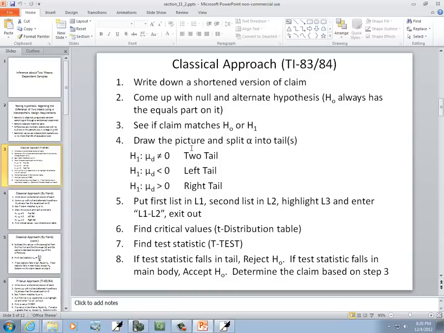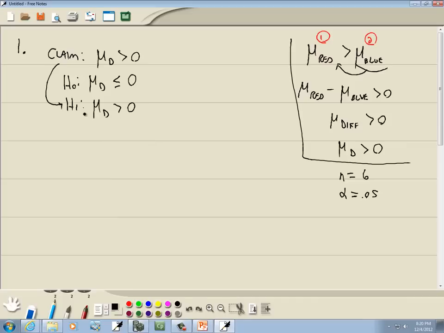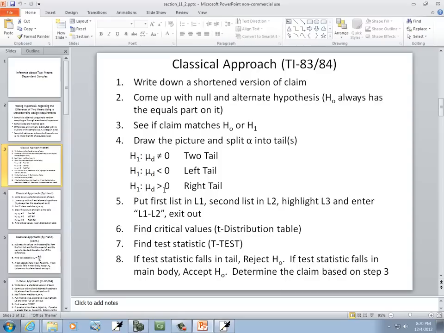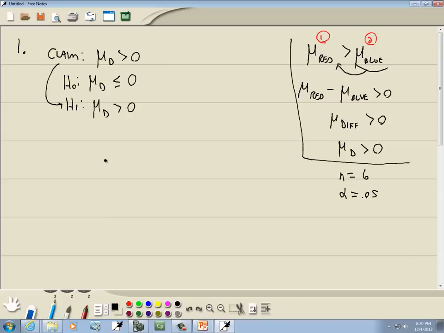Okay, draw the picture, split alpha into the tails. We have a greater than on H1. So greater than on H1 says right tail. So we have that. Now it says split alpha into your tails. Alpha is 5%. We only got one tail, so I'll put the entire 5% there. And I'll put 95% over here.